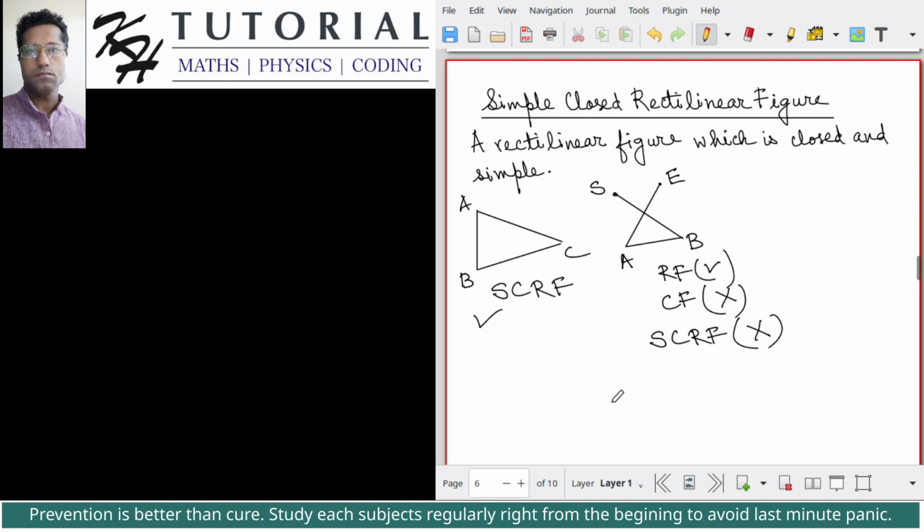If the figure is not closed, then definitely it will not be a simple closed rectilinear figure. And also you can see that this figure is also not a simple figure, because at this point O, the figure is intersecting with itself.